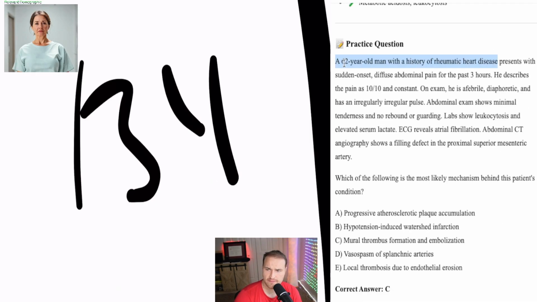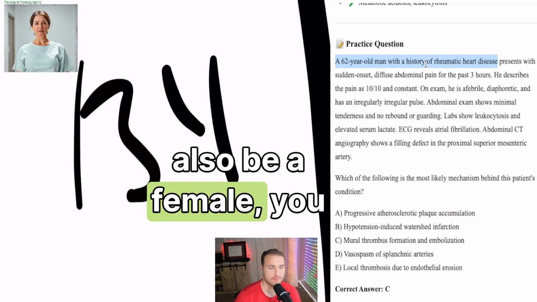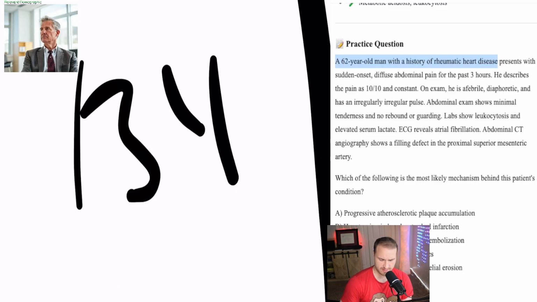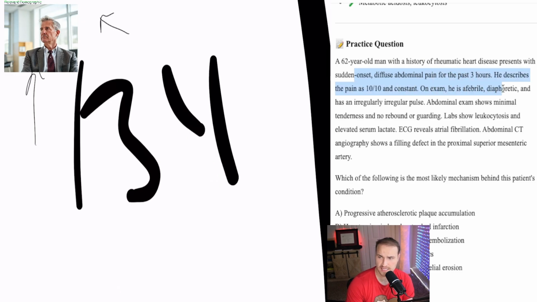All right, here we have a 62-year-old man. It could also be a female. Middle-aged, it could be a lot of things. I'm going to go ahead and pop up right here a 62-year-old man. So he's got a history of rheumatic heart disease presenting with sudden onset diffuse abdominal pain for the last 3 hours. He describes the pain as 10 out of 10 constant. On exam, he's in AFib, diaphoretic, and has an irregular pulse. What's the mechanism behind his condition?